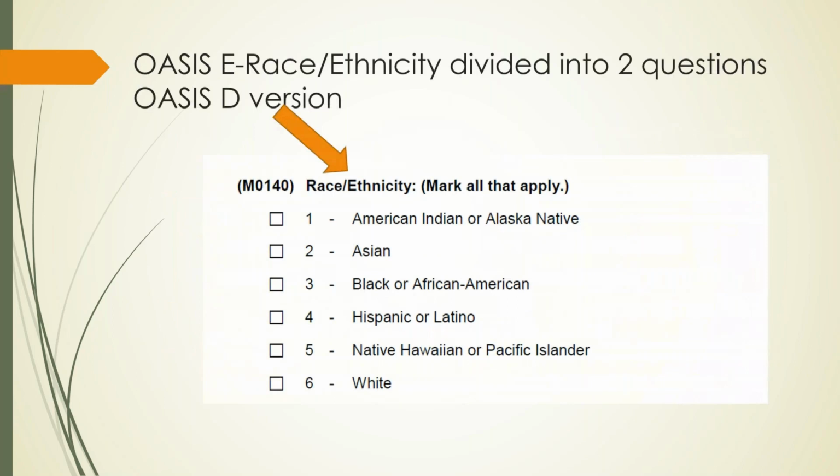So this next one was more for me, just to remind me when I was going to go through this. Race and ethnicity right now is pre-populated in intake, and it's together, with these 6 choices. So that's what we do now. When we go to Oasis E, they've taken those questions and divided them. So now there are 2 separate questions.